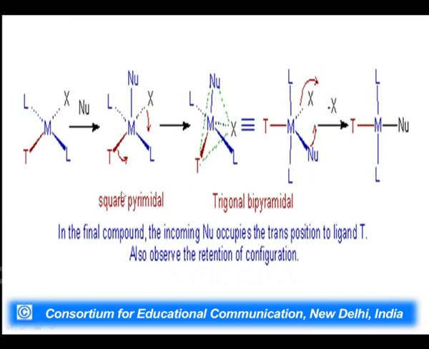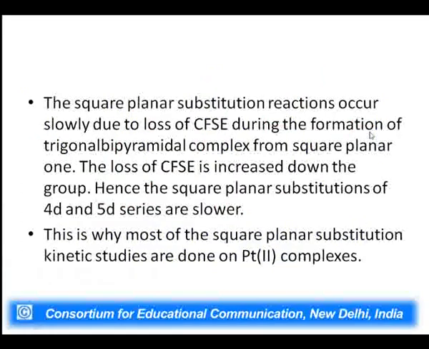So, here the square pyramidal intermediate gets converted to a trigonal bipyramidal intermediate, and then when this leaving group leaves, retention of stereochemistry, retention of configuration, is there. The square planar substitution reaction occurs slowly, because when the intermediate changes from square planar to trigonal bipyramidal geometry, there is a loss of crystal field stabilization energy.